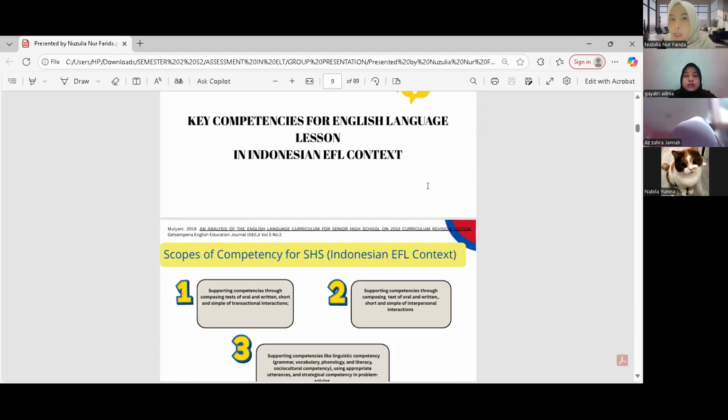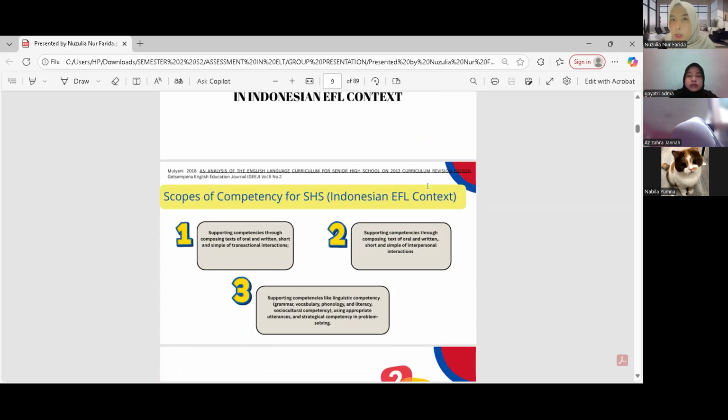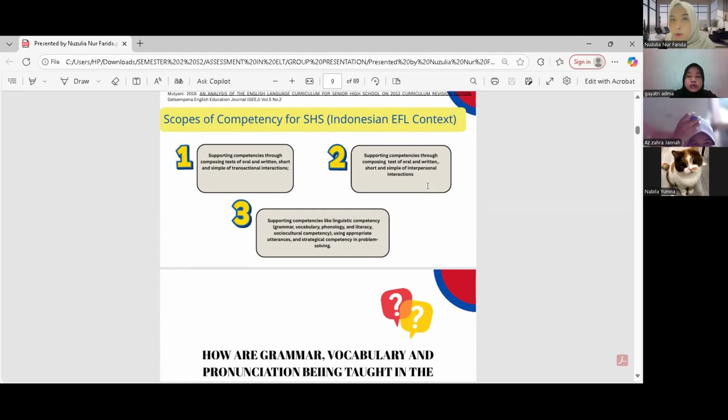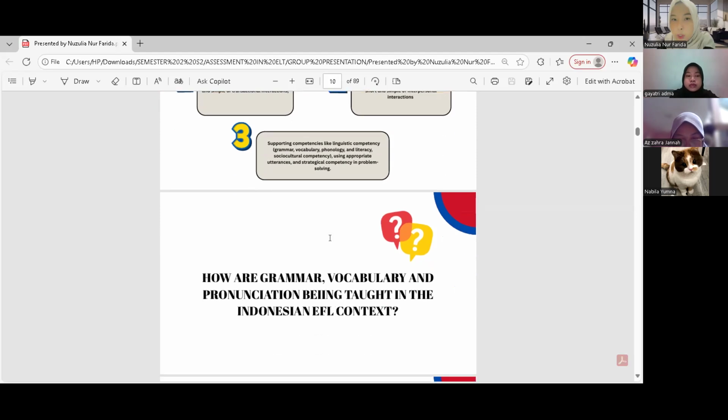The key competencies for English language lessons in Indonesia in the context of a foreign language. The first is supporting competencies through composing oral and written texts, short and simple, of transactional interactions. The second, through composing oral and written texts, short and simple, of interpersonal interactions. And the third is using appropriate utterances and strategic competency in problem solving.